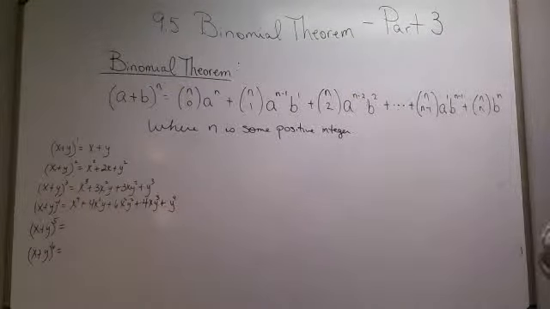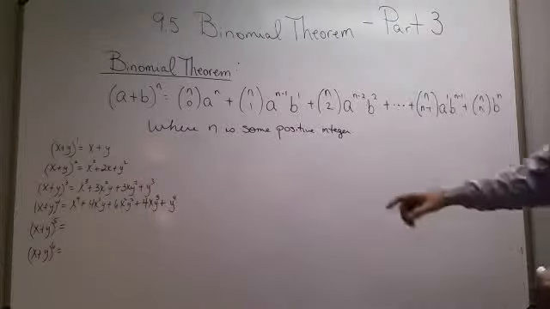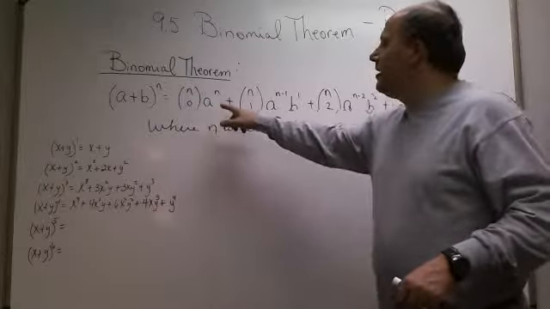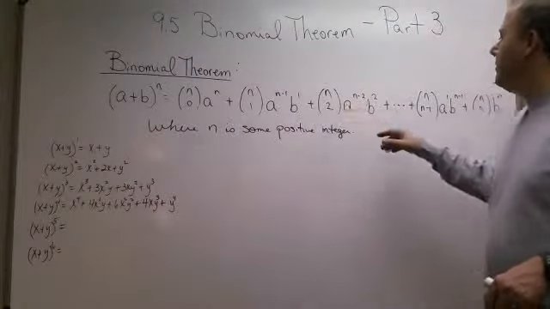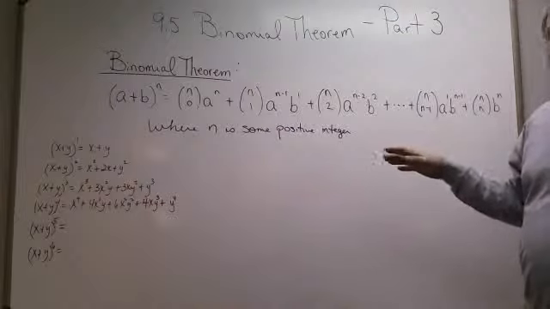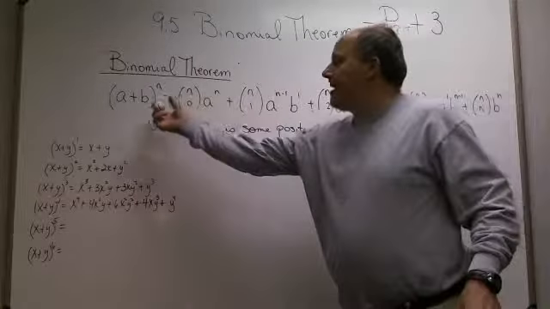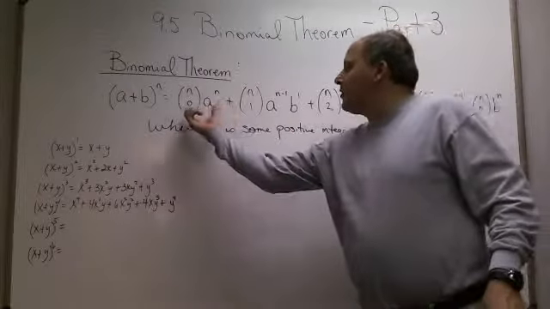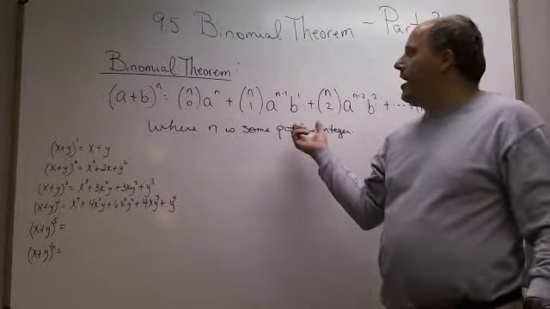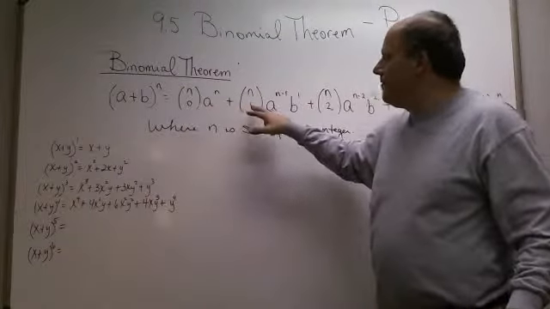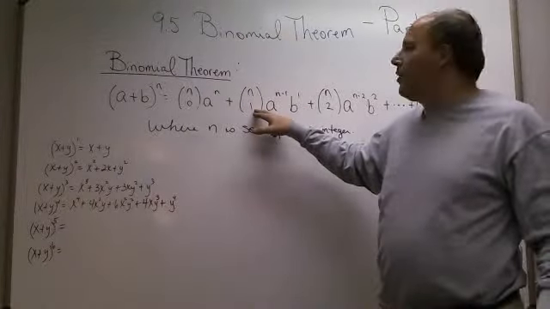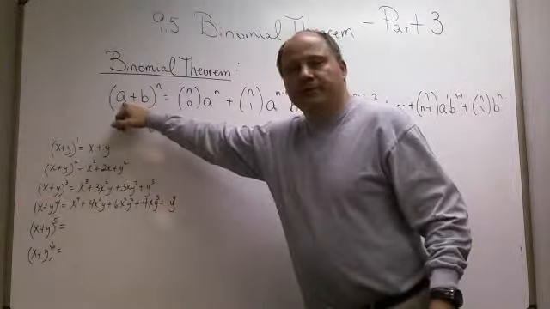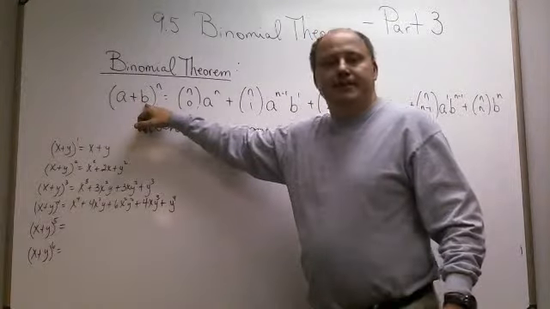It says (a plus b) to the n, and these little symbols here should look familiar to you. These are the binomial coefficients, n choose 0, n choose 1, n choose 2. I know it looks very overwhelming, but when you expand (a plus b) to the n, where n is some positive integer, it's going to create terms, and the terms have what we call binomial coefficients, which we learned in a previous part. The first term in the binomial is a, and the second term is b in this case.